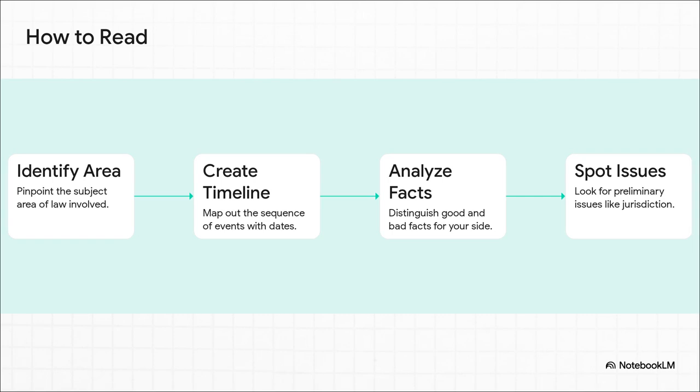So how do you actually do that? You break it down. 1. What area of law are we even talking about? 2. Create a strict timeline of every event. Seriously, those dates are in there for a reason. 3. What are the key facts? Know them inside and out. The good facts for your side, and especially the bad ones. And 4, keep an eye out for any preliminary issues, like jurisdiction. You want to spot those before you even get to the main course of the argument.